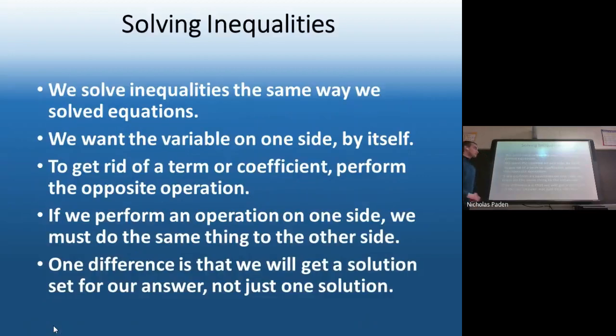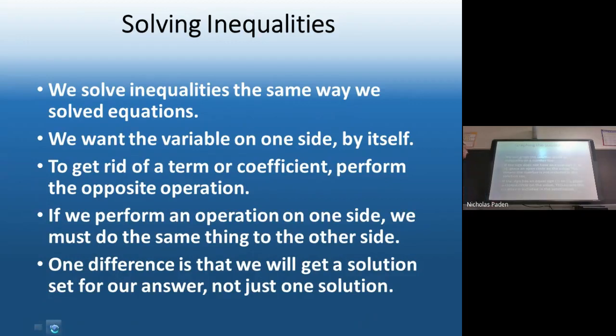So a few other things about solving inequalities. We're going to solve inequalities the same way that we solve equations. So think back to the past 2 weeks we've been solving equations. We want the variable on one side by itself. To get rid of a number or a coefficient, we do the opposite operation. If we do something to one side, we must do the same thing to the other side. One difference, though, like I just mentioned, is that we're going to get a solution set for our answer. It'll be one of those inequality symbols, not just one solution. And so that is going to be a difference between solving equations and solving inequalities.